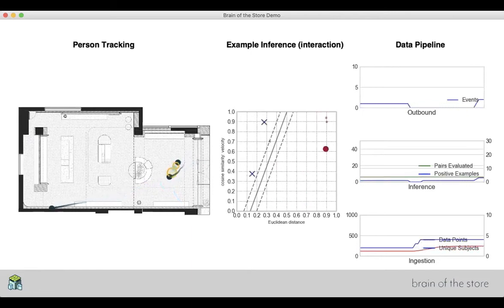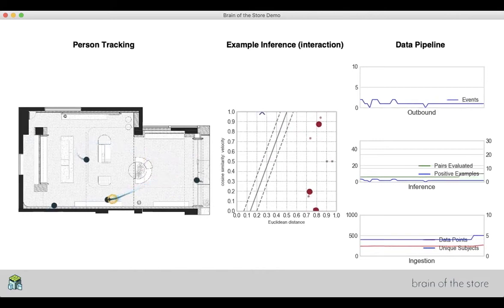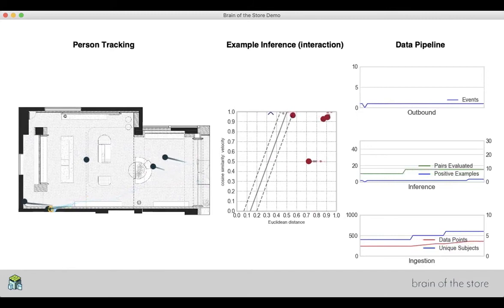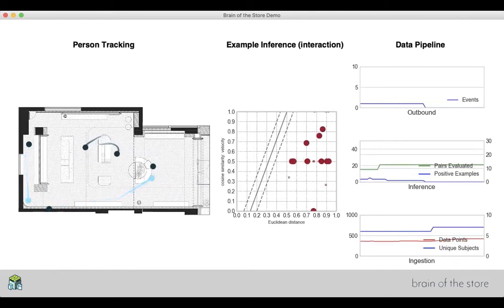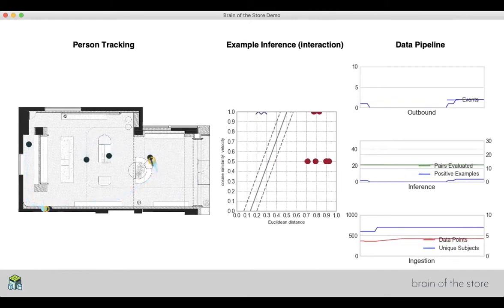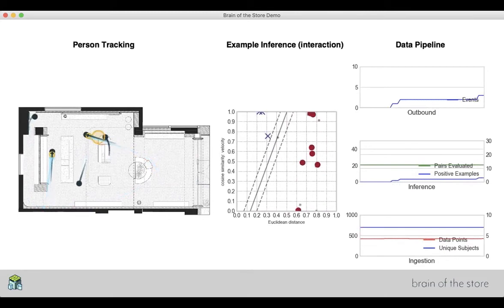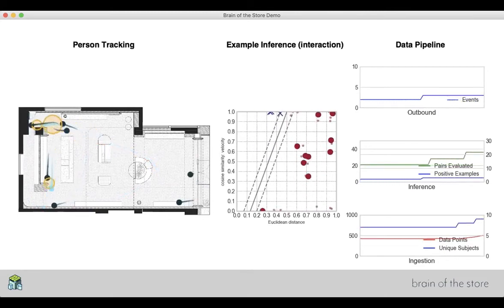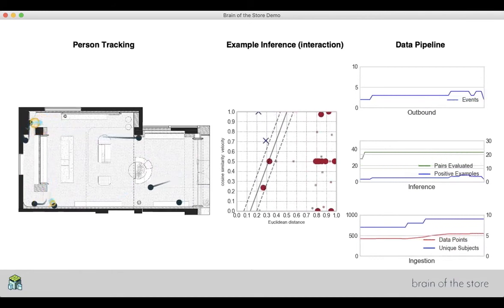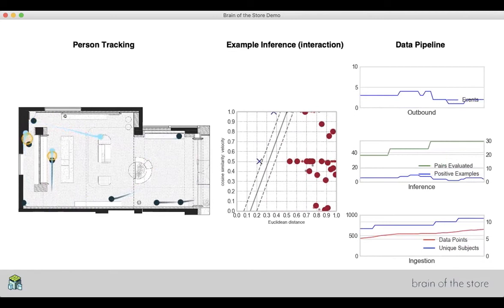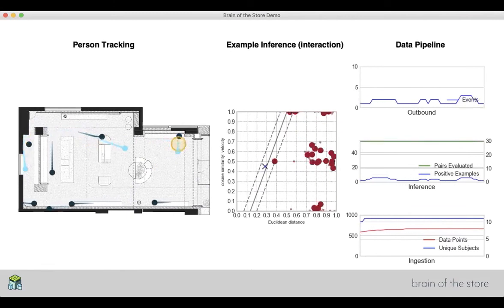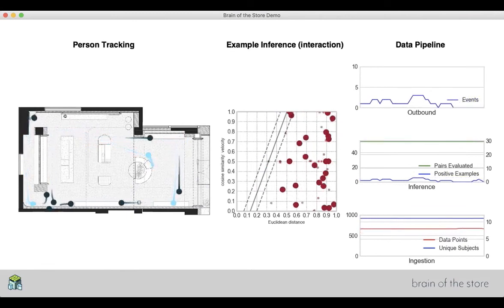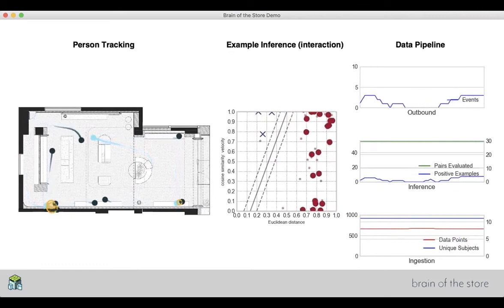As more customers enter the store, store staff moves over to greet them, spends some time interacting, and the system is classifying these interactions in real time. As more and more people enter the space, the system continues operating in real time, again, understanding when these interactions are taking place. These are being fed out through our outbound API. You can see that we're generating more events per second now than we were before. At the inference level, we're evaluating many more pairs per second, finding positive examples, and down at the bottom, we have many more data points per second and about 11 unique subjects currently being tracked at the same time.